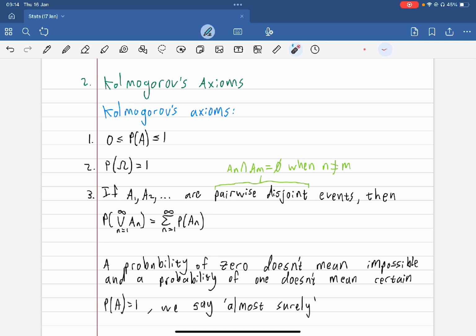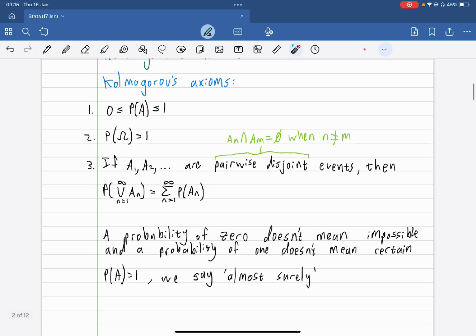The next thing we know is that the probability of our whole sample space is 1. So if you're throwing a dice, the chance of throwing a 1, 2, 3, 4, 5, or 6 is 1. You have to throw at least one of those. And that's the second axiom.